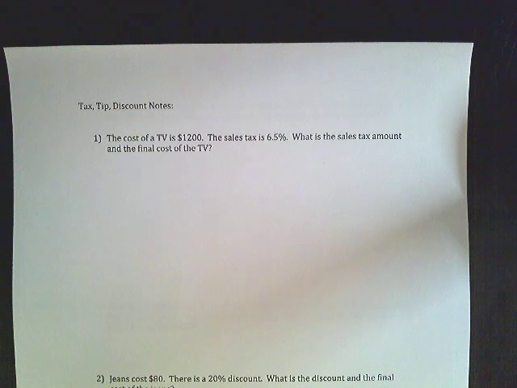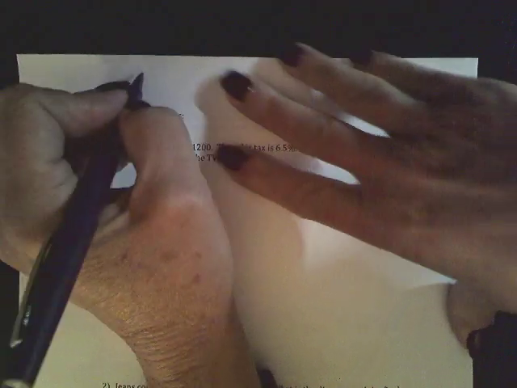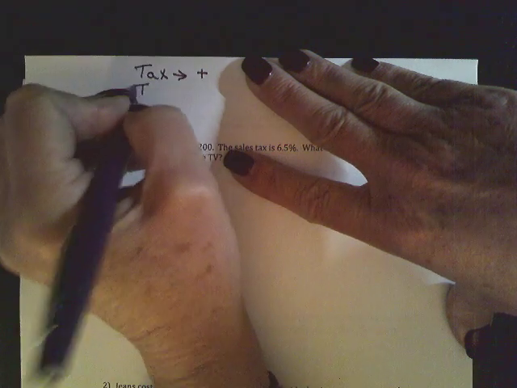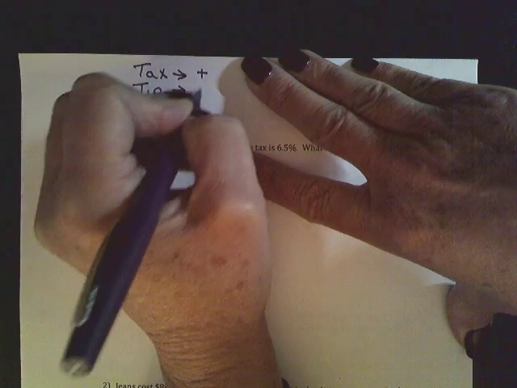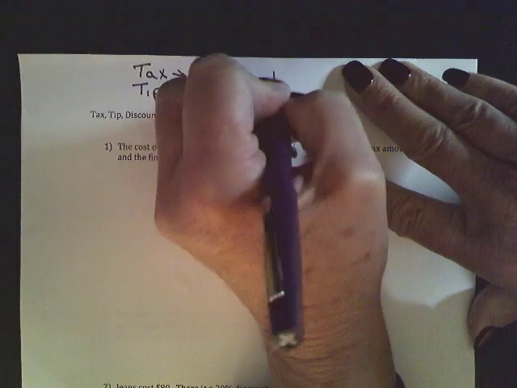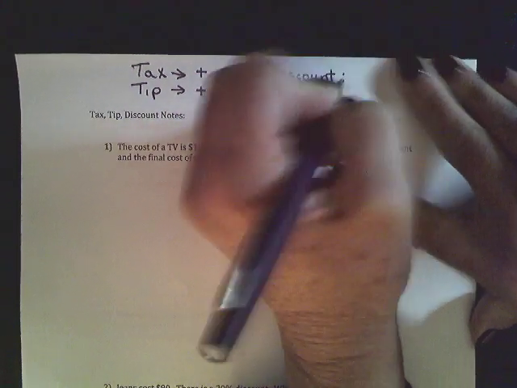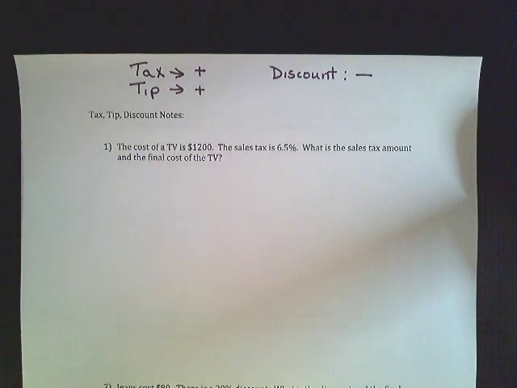We're going to talk about finding tax, tip, and discount, and using our percent proportion to find each one of these. But first, let's review. We know that a tax has to be added. A tip needs to be added. And a discount is something that comes off of a price. So we will be subtracting a discount.